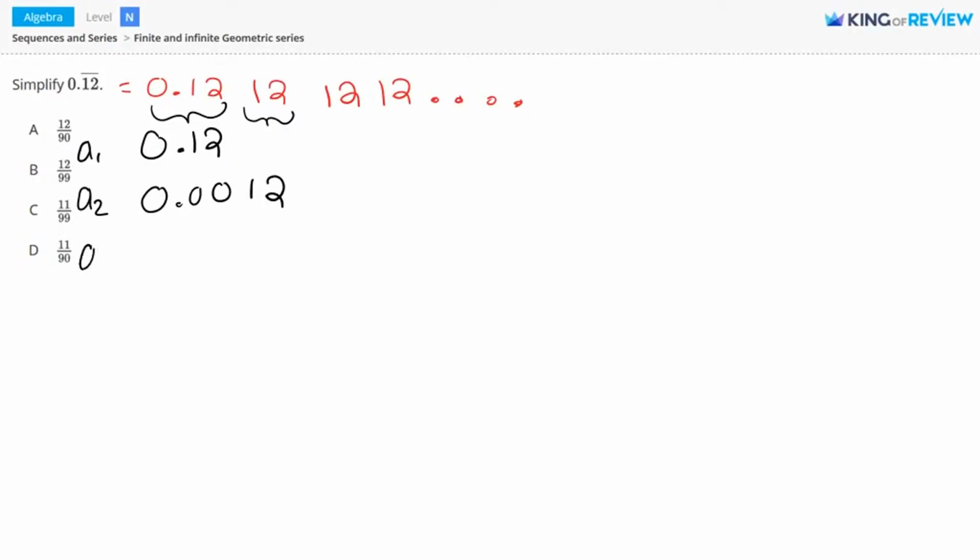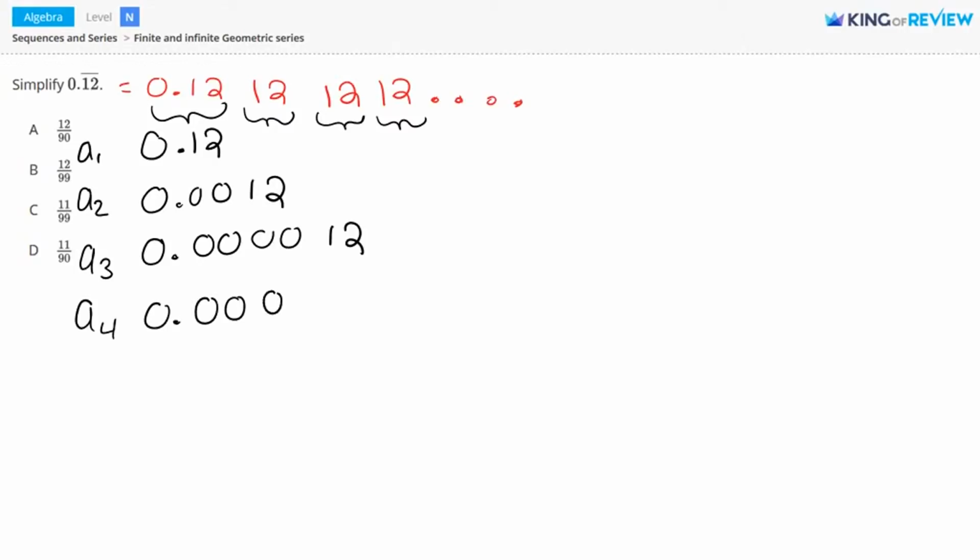And now for A3, or the third term, how could we represent this portion of the repeating decimal? We represent it as 0.000012. And for A4, how do we represent this portion of the repeating decimal? We would represent it as 0.00000012. So you can see that for each term here, it will represent a different portion of this repeating decimal.